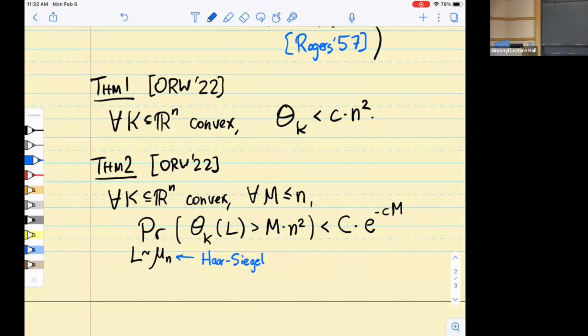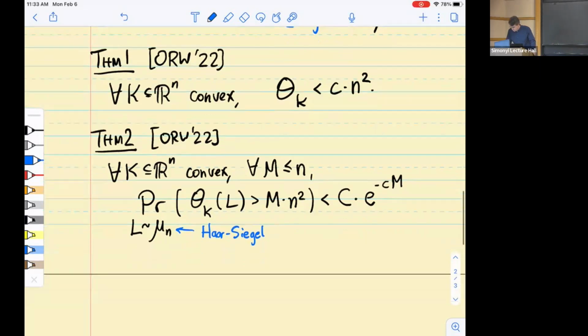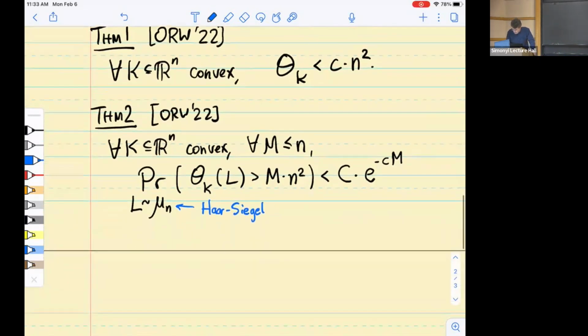So in particular, it implies theorem 1. Just take this m to be a big enough constant, like 100 or something. This will give you something less than 1. So it shows you in particular there must exist a lattice, because the probability of a random lattice being bad is less than 1, so there must exist a lattice that has good covering density. So let me just write it down. So corollaries.